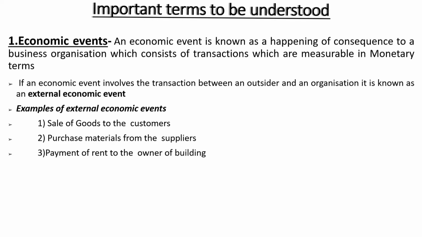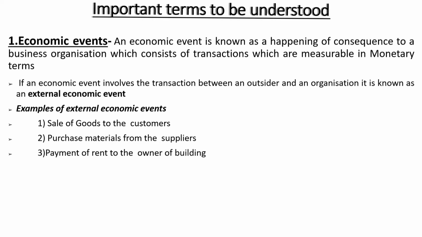Most business organizations function in rented buildings. When a business functions in a rented building, it has to pay rent to the owner of the building. The owner of the building is an outsider as far as the business is concerned. So, the payment of rent to the owner is also an external economic event. A transaction between the business and the owner of the building is an external economic event.